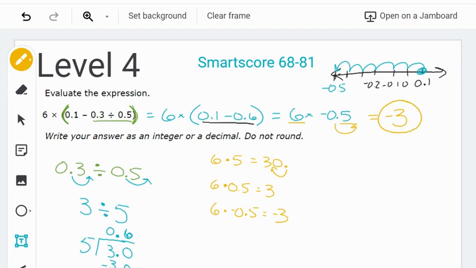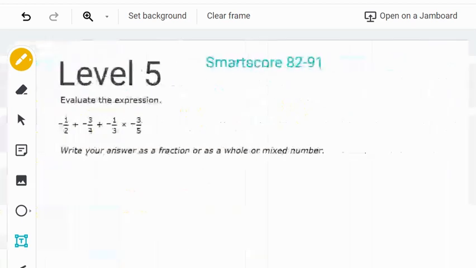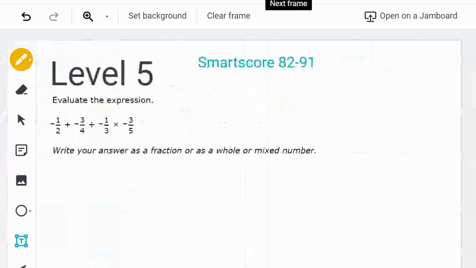And with these problems, calculators can come in real handy, but it's good practice to try to do it. See if you can do it by hand and on your own, and then check yourself with the calculator. So, okay, a level 5 problem.